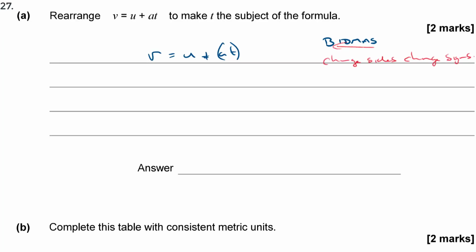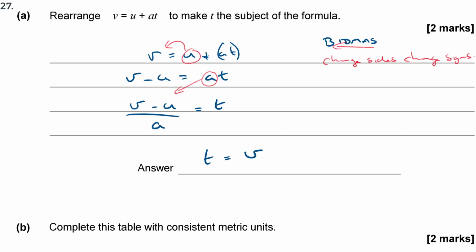So I'm going to move this u over the equal sign. It's going to go from plus u on the right to a minus u on the left. So I'm going to get v minus u equals at. And then the next thing I'm going to do is move that a. It's times on the right hand side of the equation, so once it moves over the equal sign, it becomes divide. So it's going to be v minus u over a is equal to t. So t equals v minus u over a.